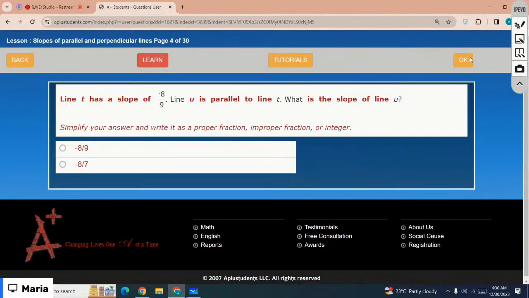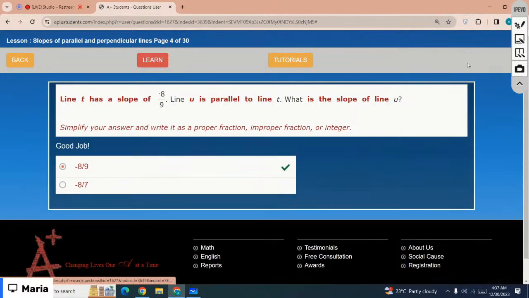Line T has a slope of negative 8 over 9. Line U is parallel to line T. What is the slope of line U, which is the correct option? So if the two lines are parallel, right, they have exactly same slopes, right? So if the first line has the slope negative 8 by 9, the other line also has the slope negative 8 over 9, right? Because they both are parallel. Parallel lines have same slope, so that is negative 8 over 9. Got it?